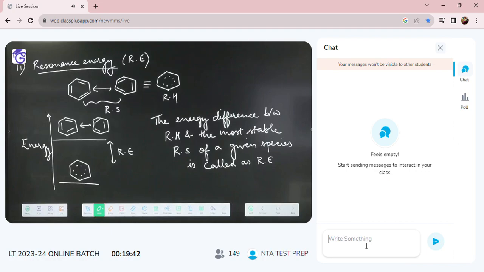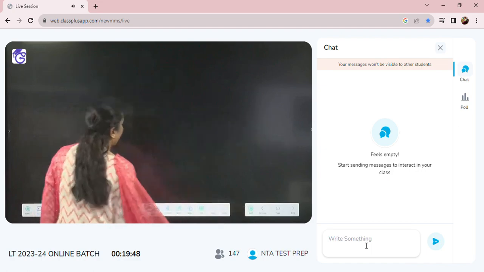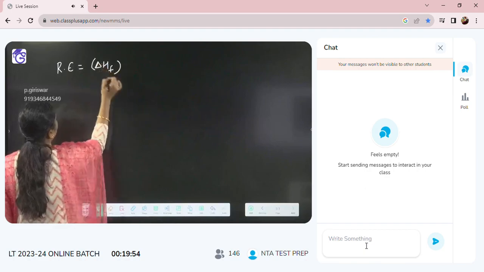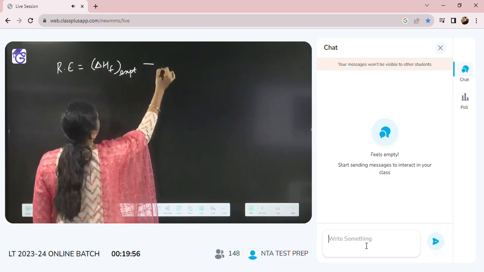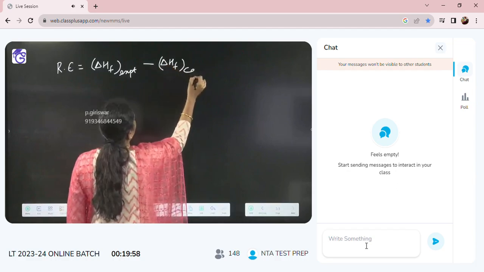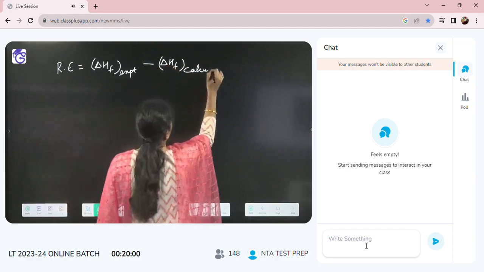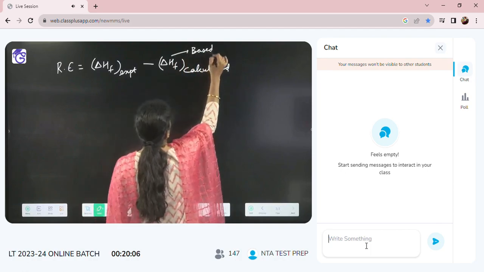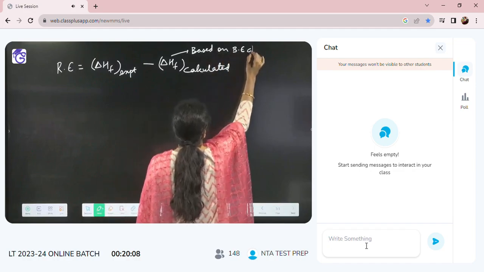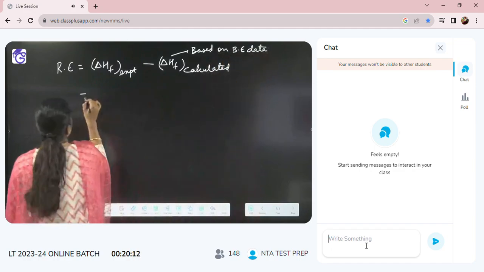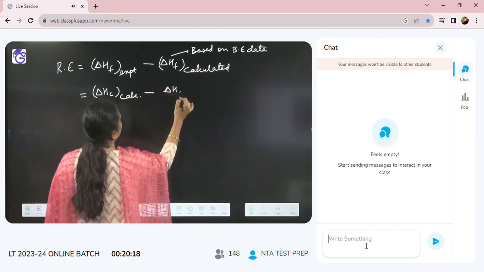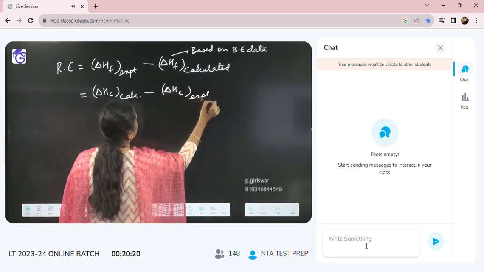Finished? Now I'm going to write down the formulas for calculating resonance energy. The first formula is enthalpy of formation experimental minus enthalpy of formation calculated. Calculated means this one will generally be based on bond energy data. Similarly, you can have enthalpy of combustion data. In that case, it is calculated minus enthalpy of combustion experimental.